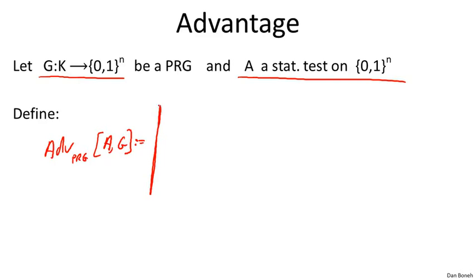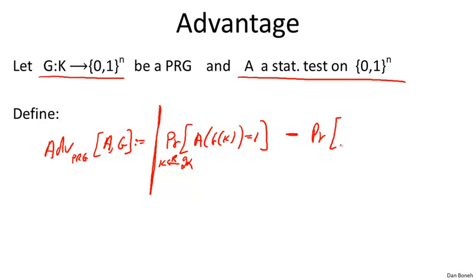It's basically the difference between two quantities. The first quantity is how likely the statistical test is to output 1 when we give it a pseudo-random string. Here k is chosen uniformly from the seed space. We ask how likely is the statistical test to output 1 when we give it a pseudo-random output generated by the generator. Versus now we ask how likely is the statistical test to output 1 when we give it a truly random string. So here r is truly random in {0,1}^n. And we look at the difference between these two quantities.